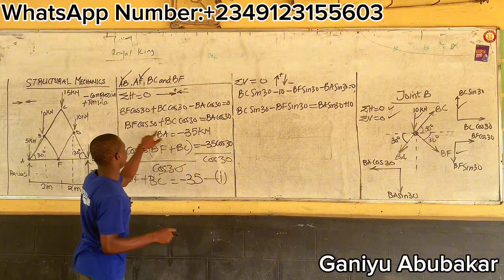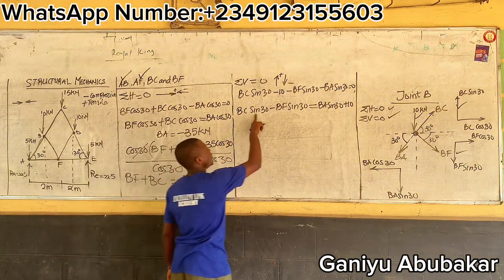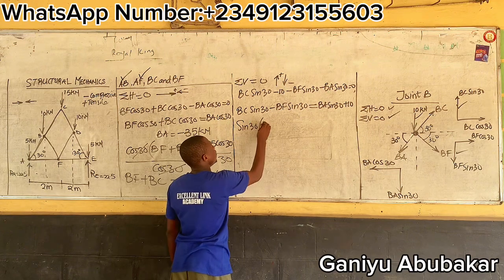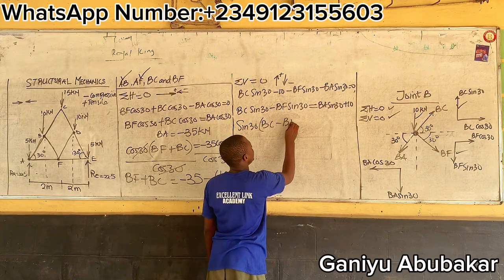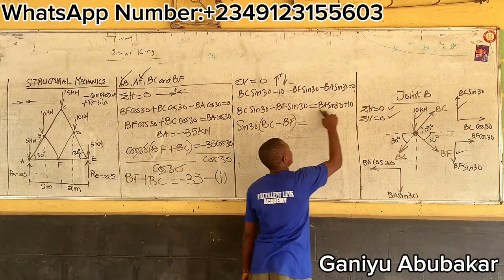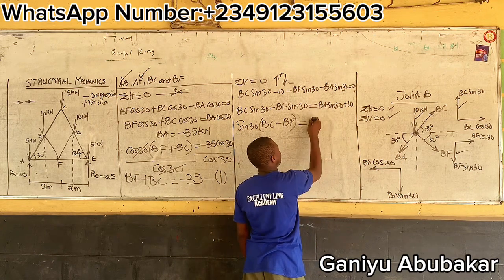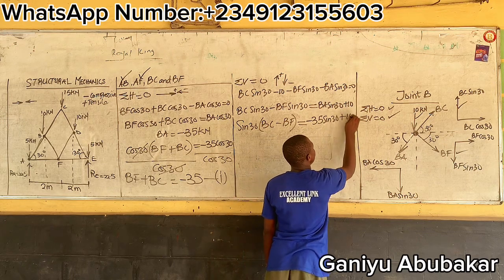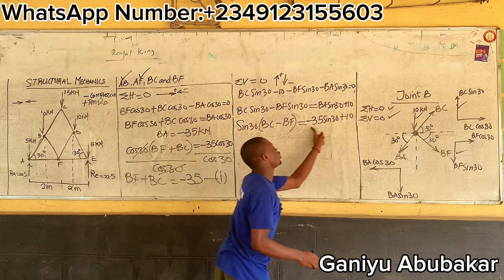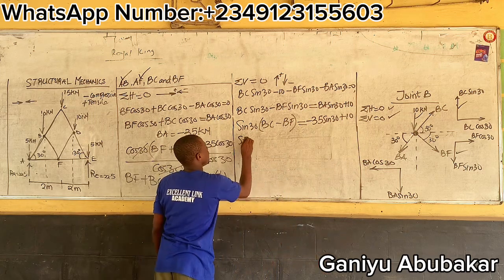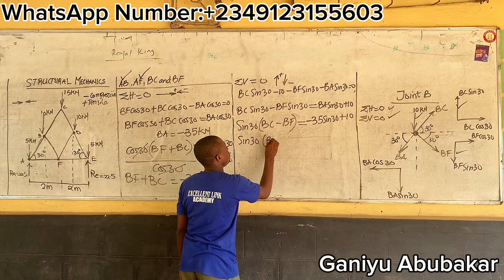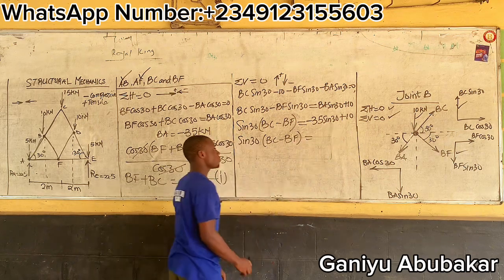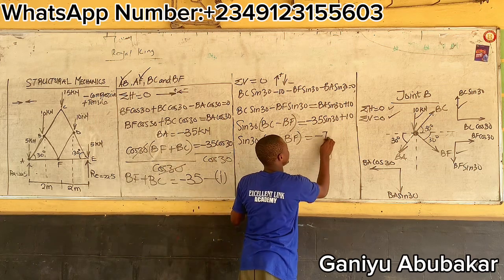When we get here, what do we do? Exactly. So what's common here? Bring out sin 30 into BC minus BF. What's BA? Minus 35 sin 30 plus 10. Please punch in what I have. This is sin 30 into BC minus BF. What do I have here? Minus 7.5.